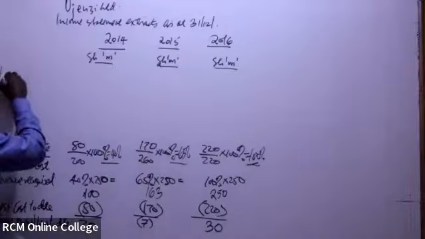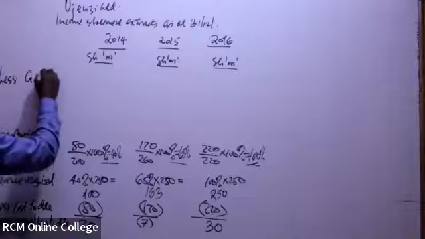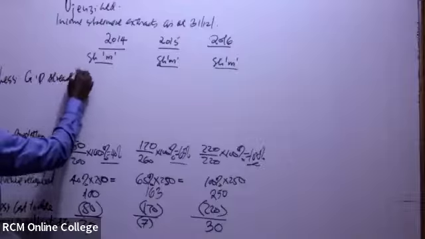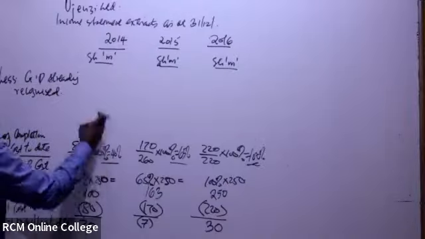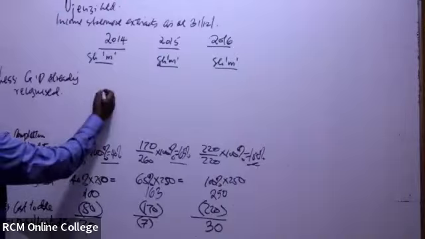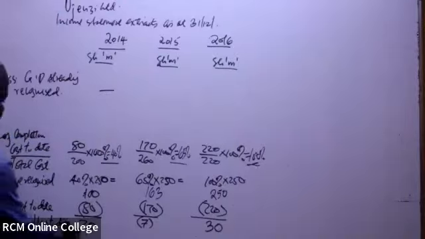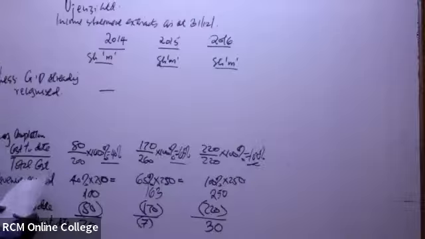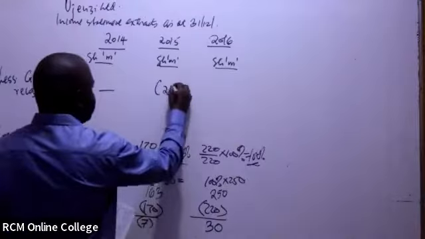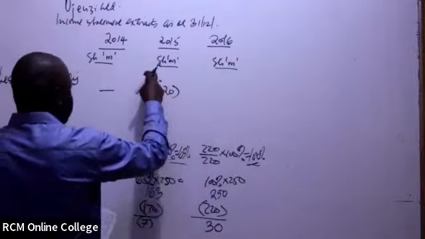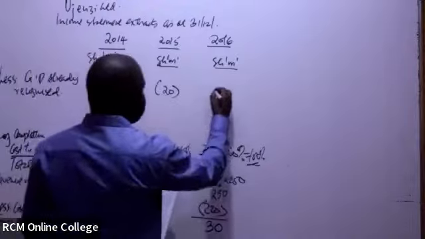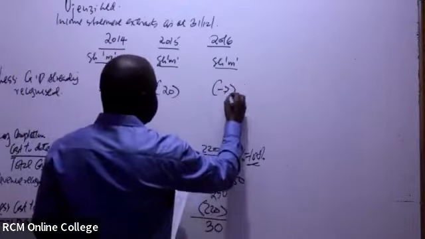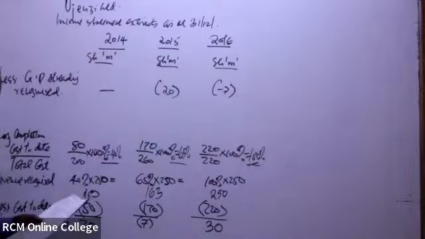So less GP already recognized. For this first year, because there was no 2013, it is a dash. But for this second year, it is 20, so you less 20. For this third year, you pick the one for this year, which is negative 7. So you less negative 7 like that. With that, you can get the gross profit for the year.